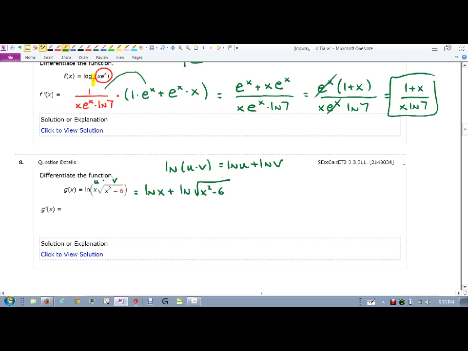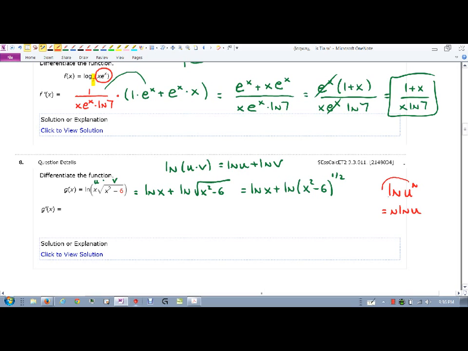Now we have another property that I'm going to use that I can convert that square root into taking the square root of x squared minus 6, which is the same as raising it to the 1/2. Now the reason I'm doing that is because there's a property that says natural log of something to the n is equal to n times the natural log of that something.